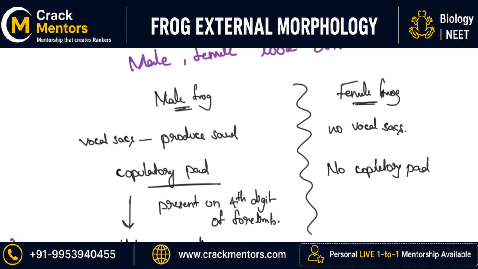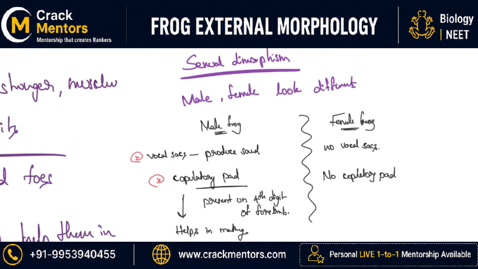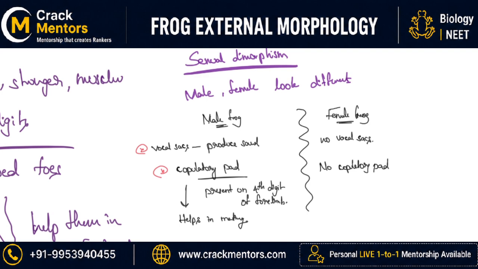What do we find in a male frog? In the male frog, we have a vocal sac and we have a copulatory pad. Both the structures are absent in the female frog. In the female frog, we see no vocal sac and no copulatory pad. So what we discussed about the frog is that the frog is a cold-blooded amphibian. It has a moist skin. Its moist skin helps it in cutaneous respiration, and it has limbs also.